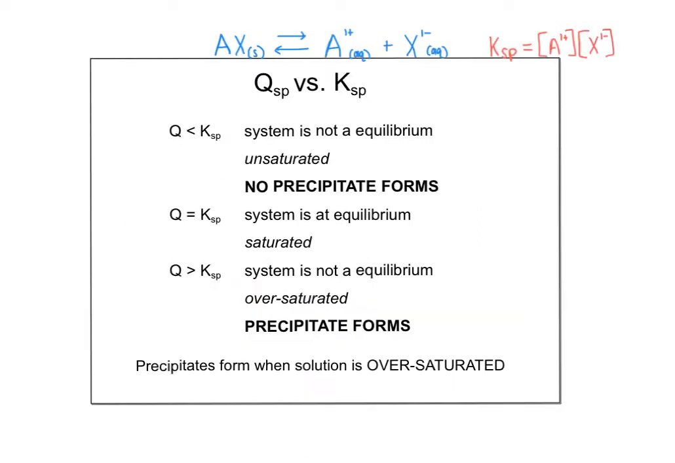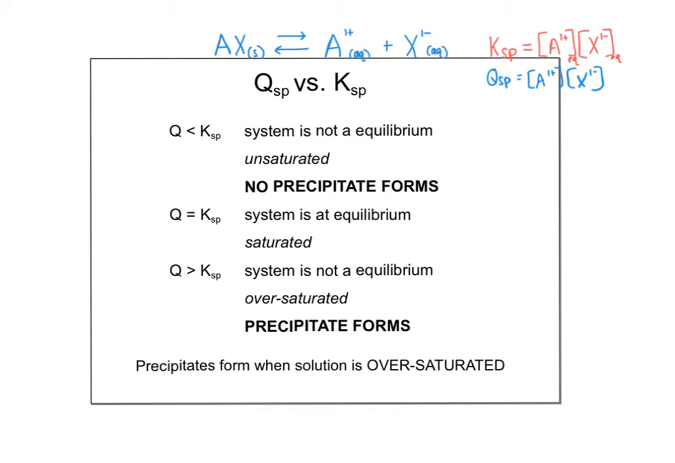All right, so similar to last unit, we can solve for QSP at a specific point in time. So I wrote this generic reaction, the solid breaks apart into A plus and X minus. KSP would be these guys at equilibrium, so I'm putting my little EQs. So that means QSP would be the same thing, but just at a different point in time, or where we're not sure maybe if we are at equilibrium. So what I can do is compare QSP to KSP.